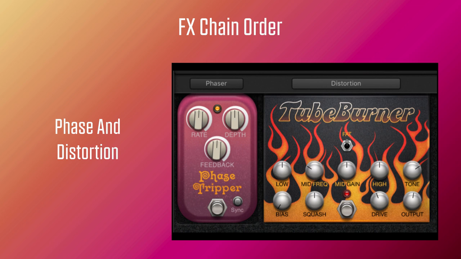And now here's the same phaser after distortion. The stronger the modulation effect, the more obvious the difference when changing the connection order. For example, here's a flanger fed into a fuzz.